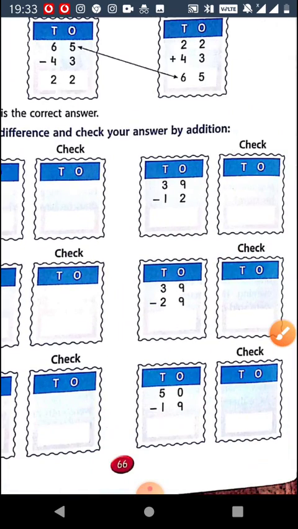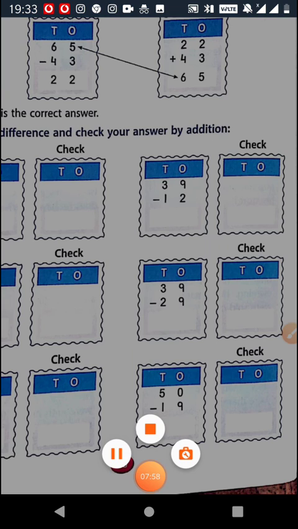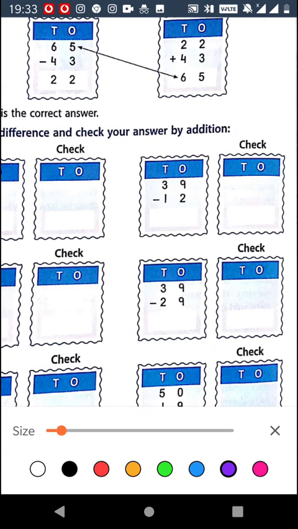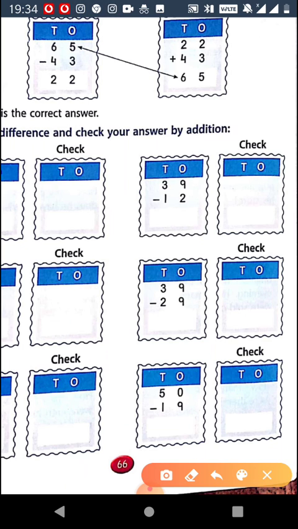Now last sum is 50 minus 19. So again, we cannot subtract any number from 0. So for this, what do we do? We borrow 1 ten from here. So borrowing 1 ten from here means this becomes 4 here, and this 10 will be added with 0. So 10 plus 0 is 10 only.